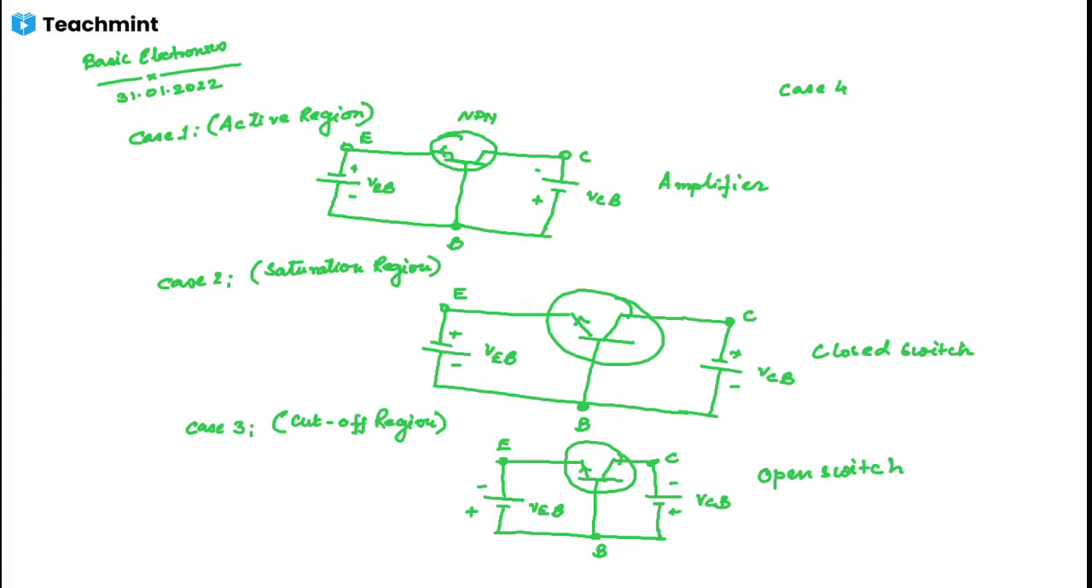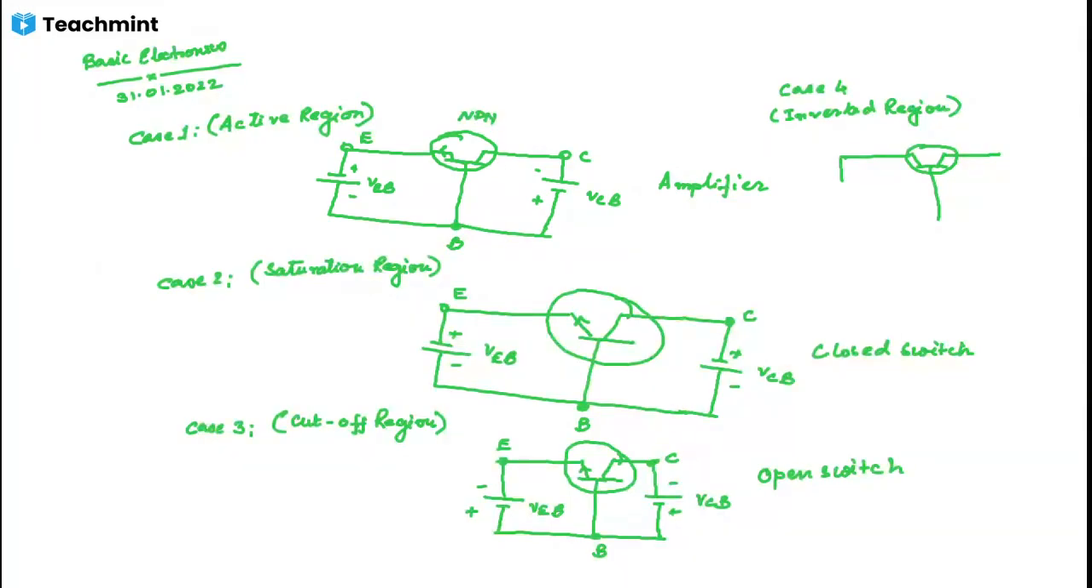Case number 4 is the inverted region. So in this inverted region, if I draw the circuit diagram, it will be the same transistor. So this is an NPN transistor.